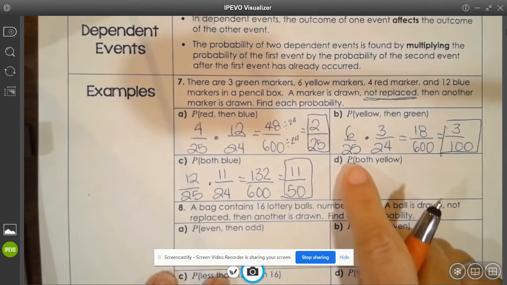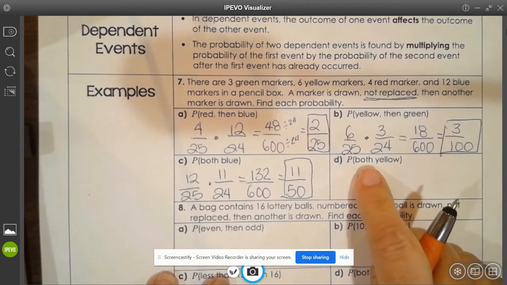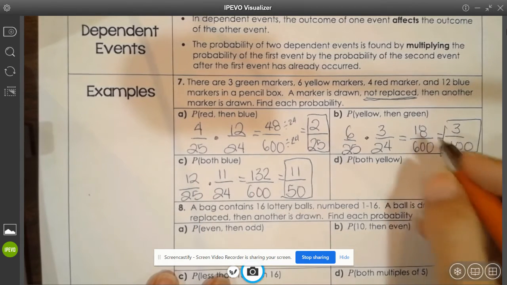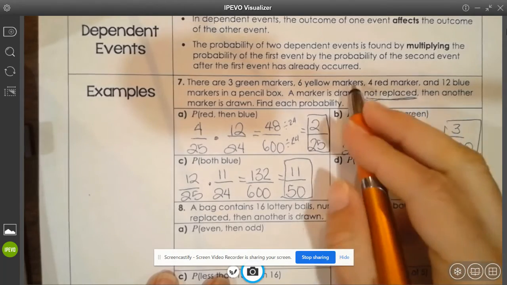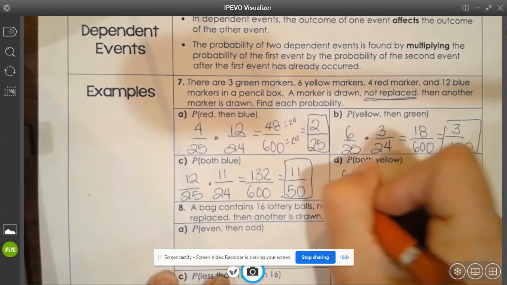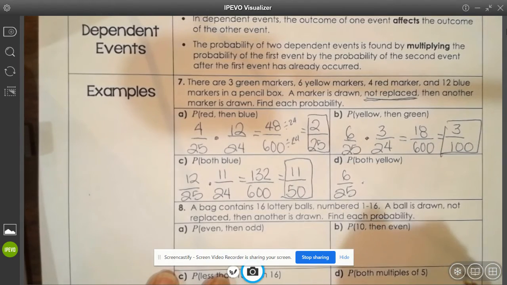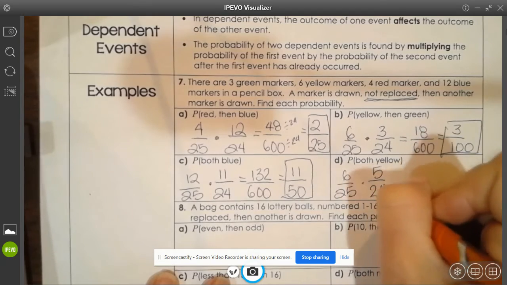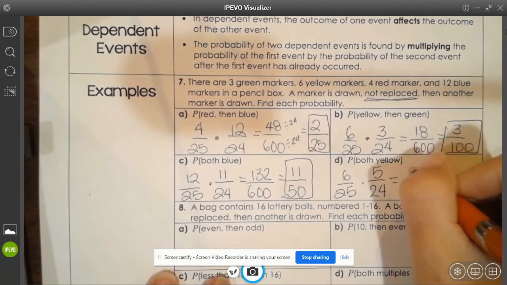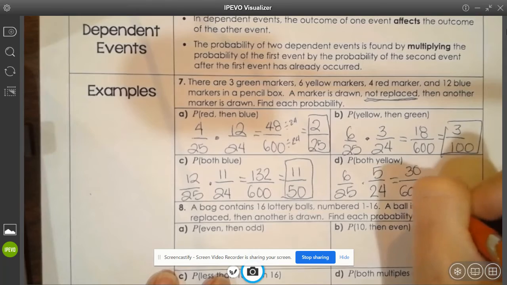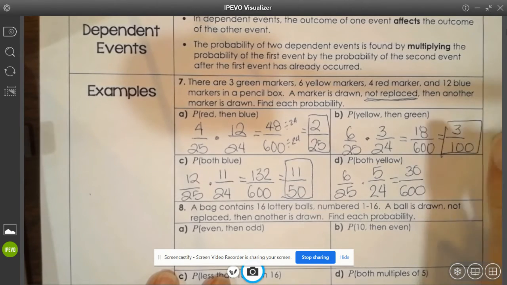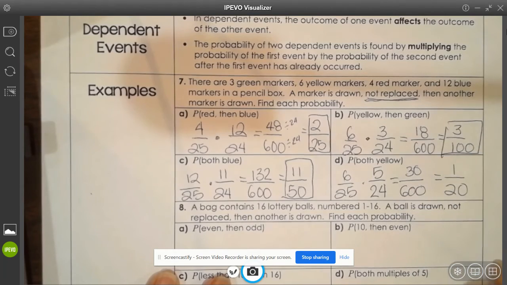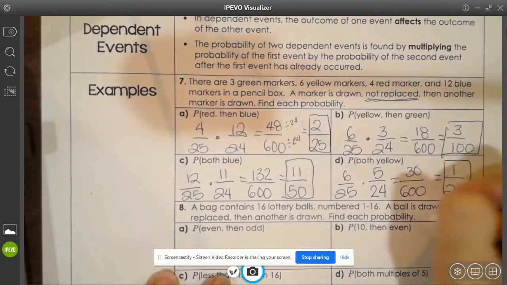All right. So what is the probability of getting yellow both times? This looks like the last one. So how many yellows are there? There's 6. So that's 6 over 25. And if you don't replace it, then you have one less, which is 5 over 24. And then you multiply across. That's 30 over 600. And then it's 1 over 20, because you divide by 30. And that's the answer right there.